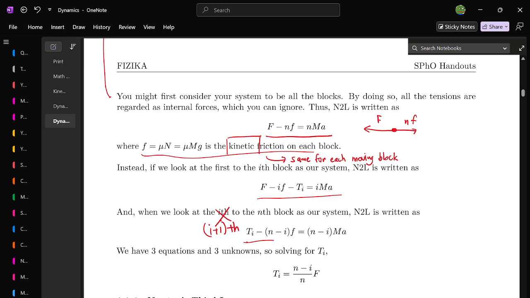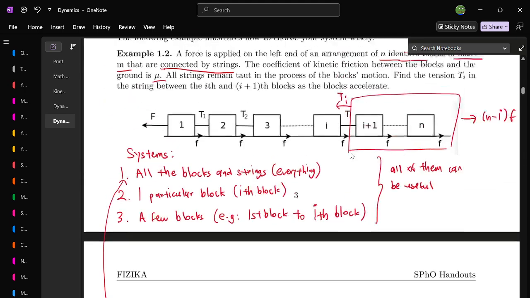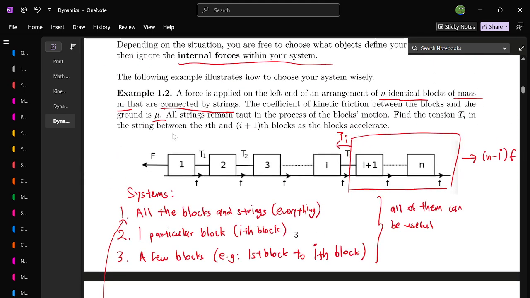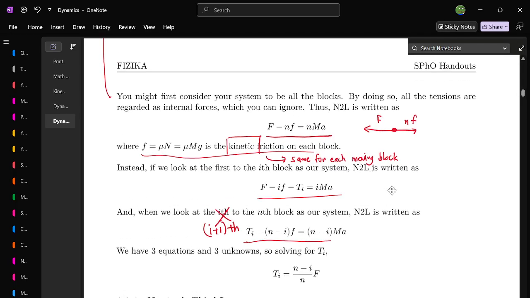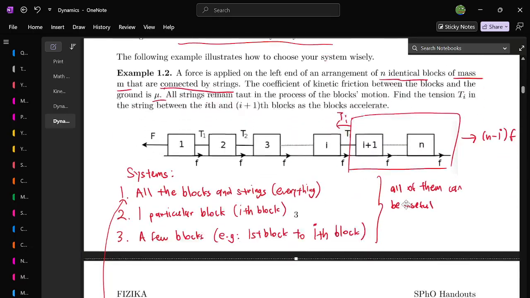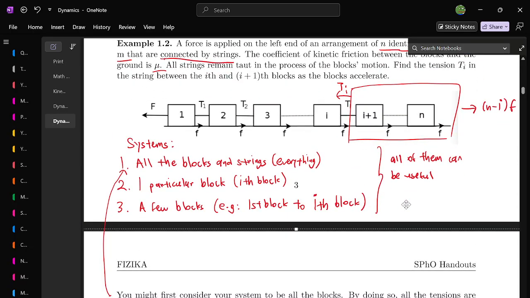So you can see that just by choosing different systems within the same setup, you get different equations, which allow you to solve for what you want. Here we have three simultaneous equations in the desired variables, so you can just solve for Ti. And that's nice. The point of this question is to get you to realize that you are free to choose your system however you want.